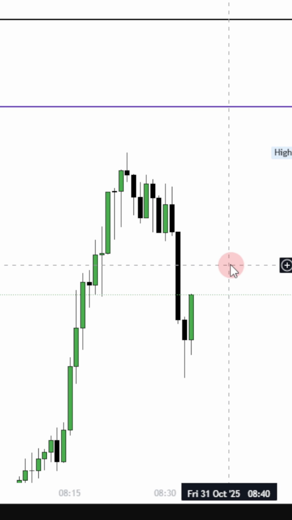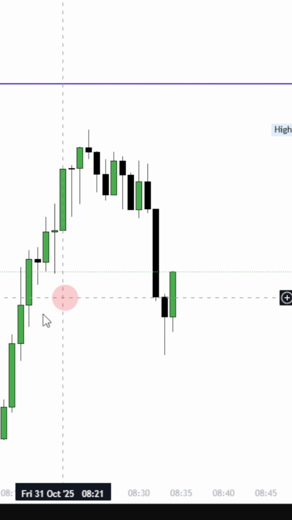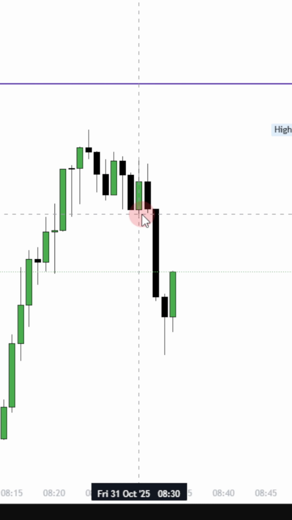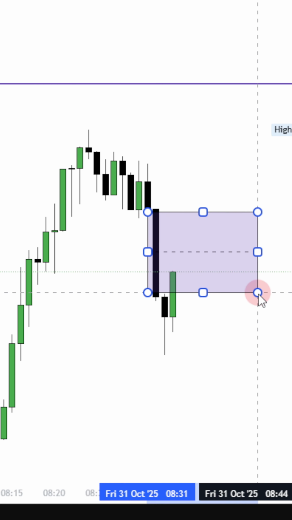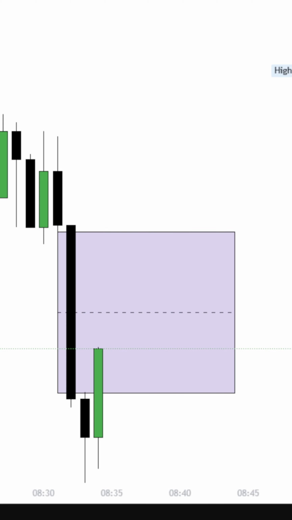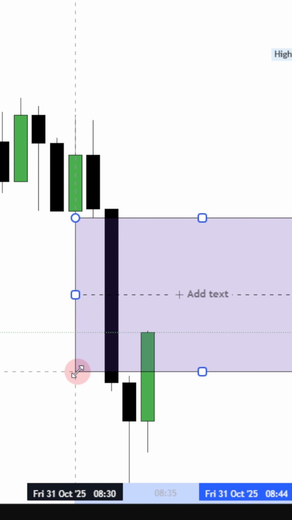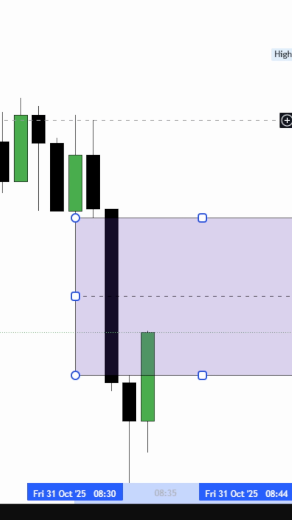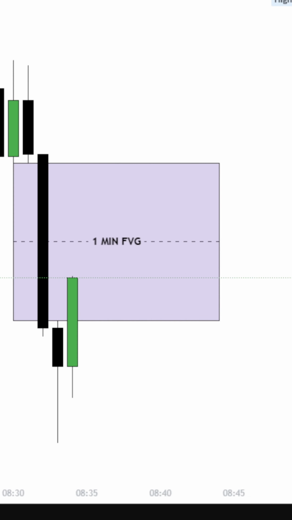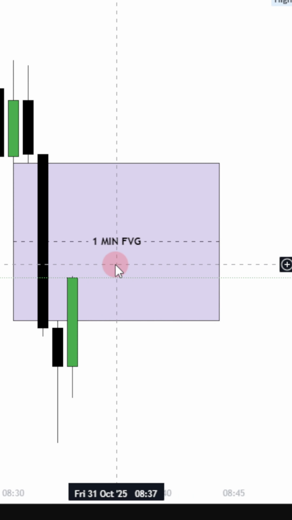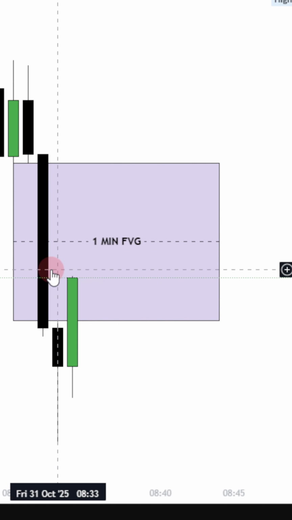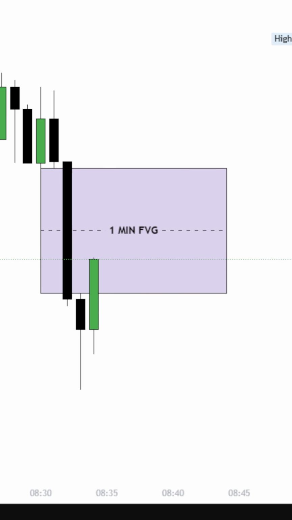Look for a fair value gap. And with the fair value gaps, you want them on the wick. I wait for price to trade back into this 1 minute fair value gap, and then I want to see rejections before I enter shorts.